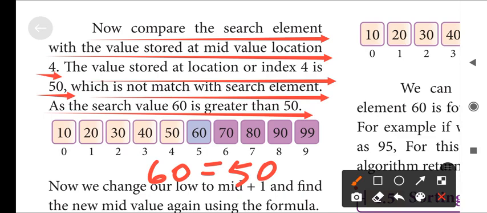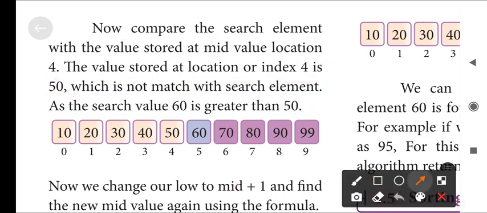But in this problem, 60 equal to 50 is not possible. The condition is false, so we move to the next step. Now what is the condition? The search element, that is 60, we first check whether it is greater than the mid element, that is 50. Now the condition will be true.